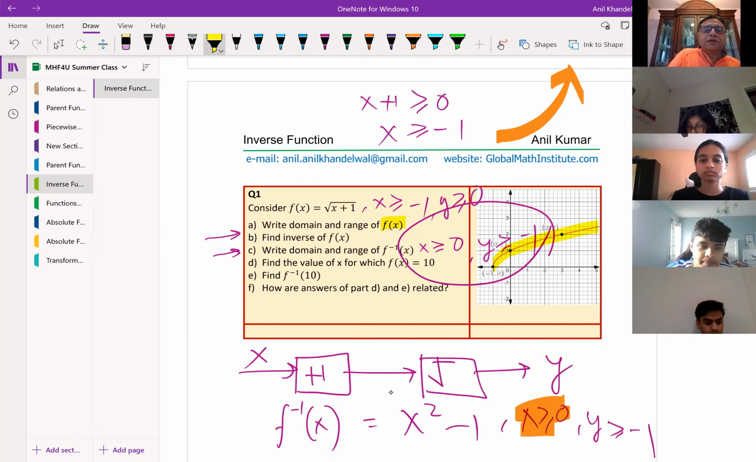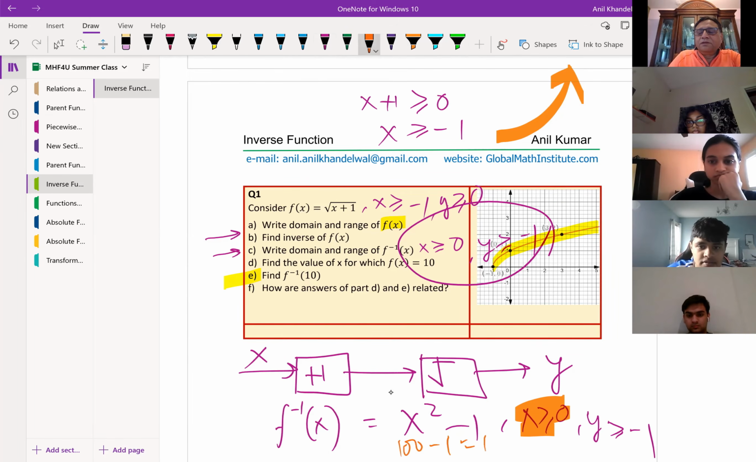Okay? Now tell me, find the value of f inverse of 10. How will you find the value of f inverse of 10, Hamza? So we already found our new operation, so we can just plug in 10 and then we get 99 as our answer, right? 100 minus 1 equals 99. Is that clear to you? So we got all this. Clear? Not difficult at all.